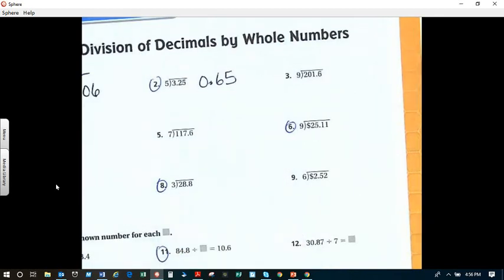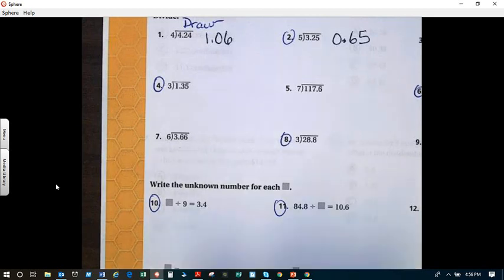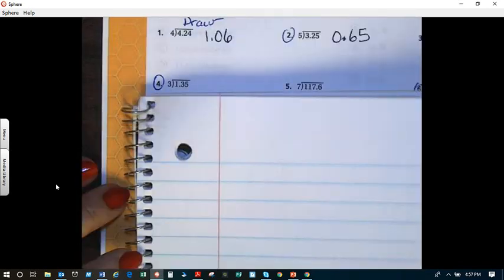And my answer is 6,500ths. Let's move over to number 4. Again, we're going to use the place value strategy, which is the same as long division or standard algorithm. Whichever way you want to say it, we're going by place value.